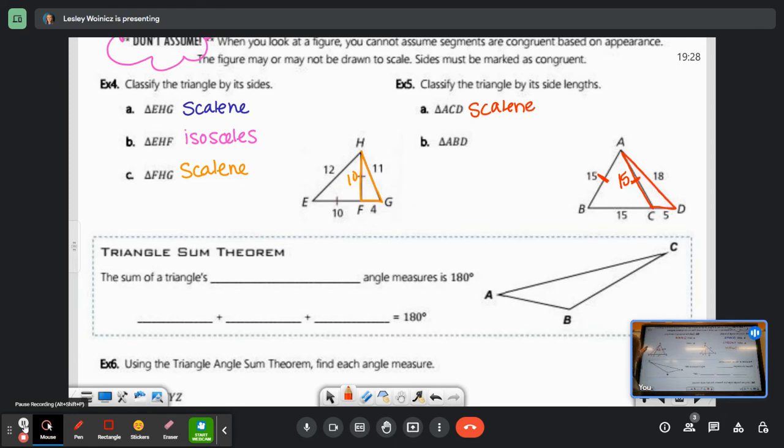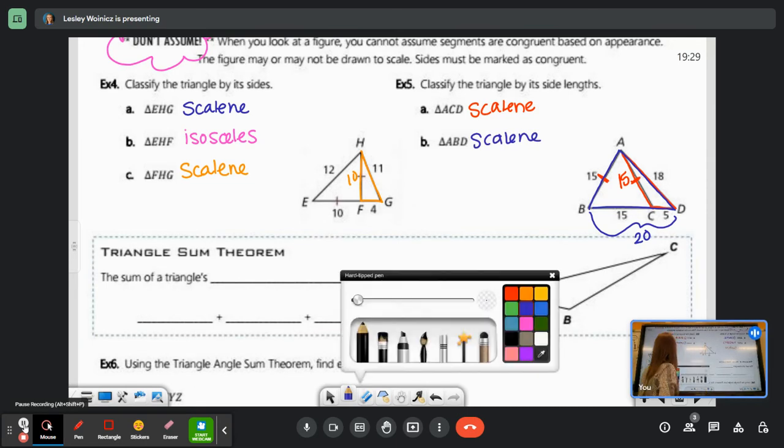All right, now for ABD. Did I mean it to be ABD? Huh. We're going to add one after we do ABD. For ABD, that's the big outside triangle. We got a 15, and this isn't 15, it's 20, because it's 15 plus 5. So this one is also scalene.